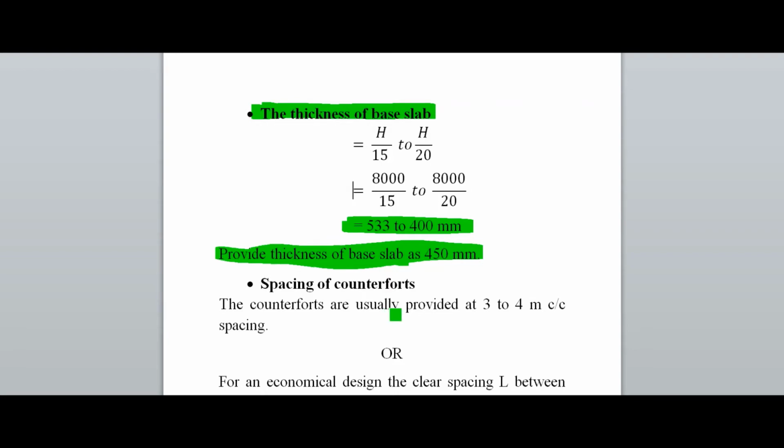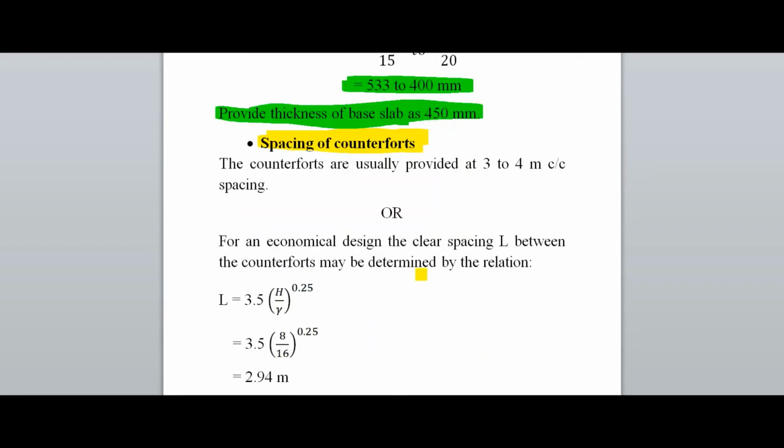Right? So now we have our stem height as well as base dimension finalized. Now we are going to provide counterfort. So we have to calculate spacing of counterfort. For the counterfort, we have two conditions. First is to provide 3 meter to 4 meter center to center spacing.